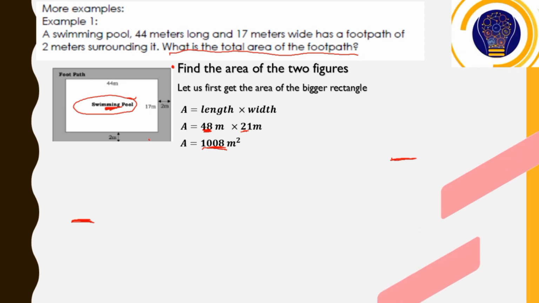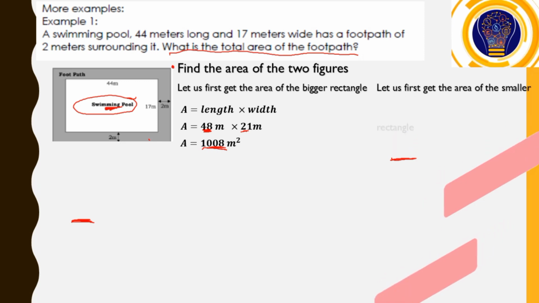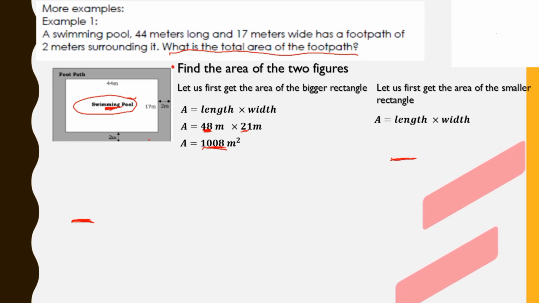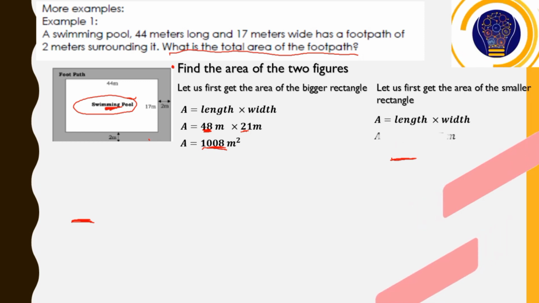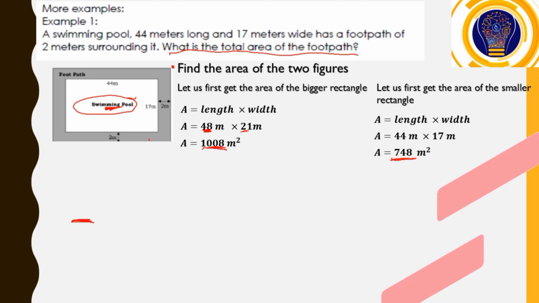How about the area of the pool? We need to get the area of the swimming pool, and that is area is equal to length times width also. And that is 44 times 17. That is equal to 748 meters squared. This is the area of the swimming pool.